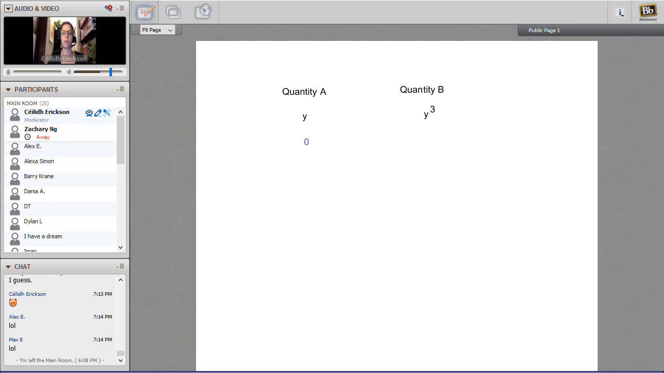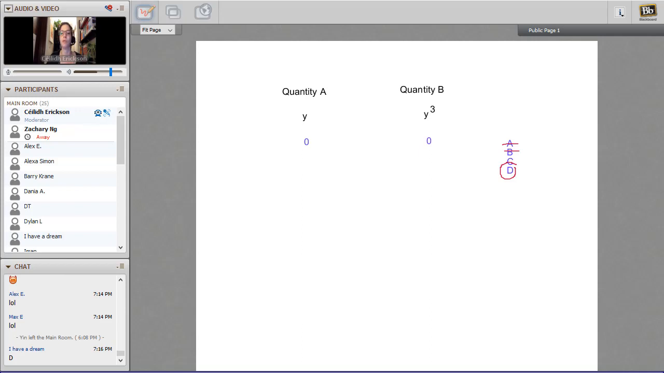If we start with y is 0, then y cubed would also be 0. And so we don't have to test any more than that, because we'd say to ourselves, okay, in terms of A, B, C, D, clearly if we found a case where they're equal, it's not A or B, but would it always be equal? Is y always equal to y cubed? No. So it has to be D.